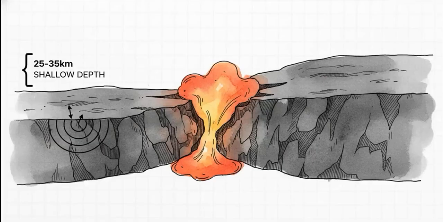Now, because this pulling apart is a relatively slow process, and the upwelling of basaltic lava through fissure flows happens gradually, the earthquakes here are generally moderate. They also have what we call a shallow focus. This means they originate just 25 to 35 kilometers deep, which, geologically speaking, is pretty close to the surface.